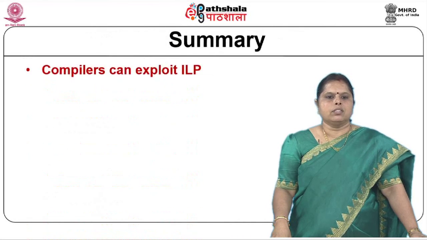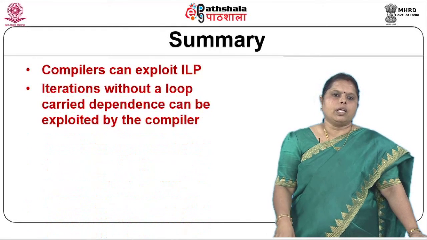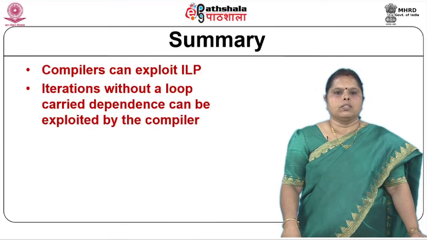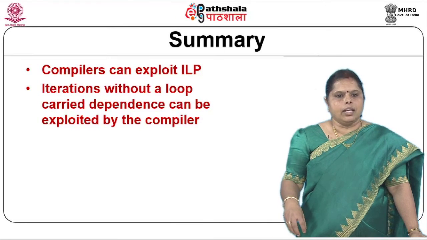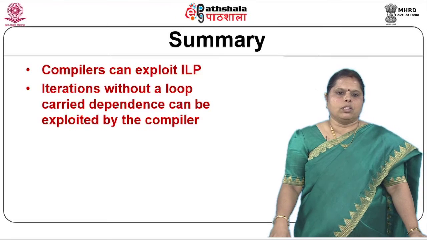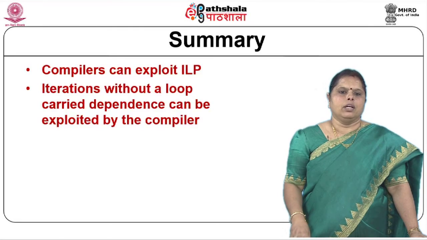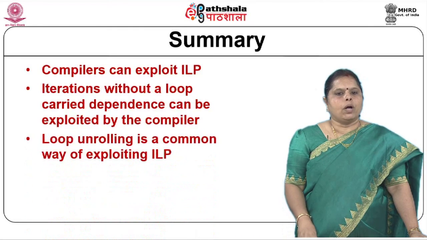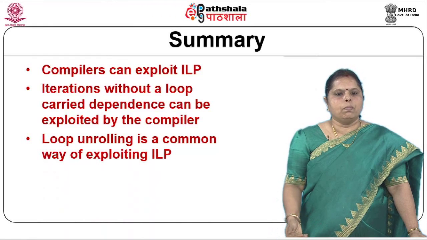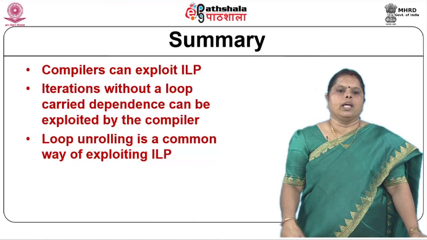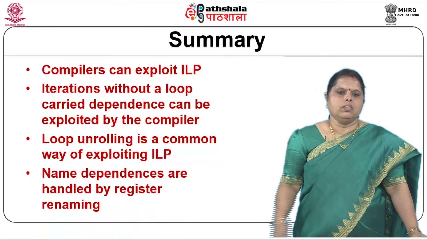So to summarize, we've identified the fact that it is not just the hardware that can exploit instruction level parallelism. The compiler also can exploit instruction level parallelism. An easy target for compilers to exploit instruction level parallelism are iterations without a loop carried dependence. And loop unrolling is a very common way of exploiting ILP, where iterations of the loop simply get replicated. And when you are doing the replication, you have to take care of different things.